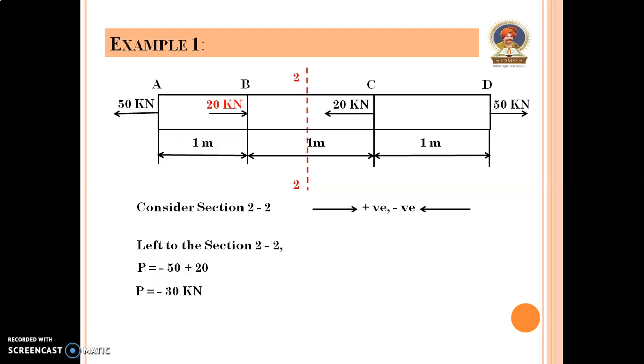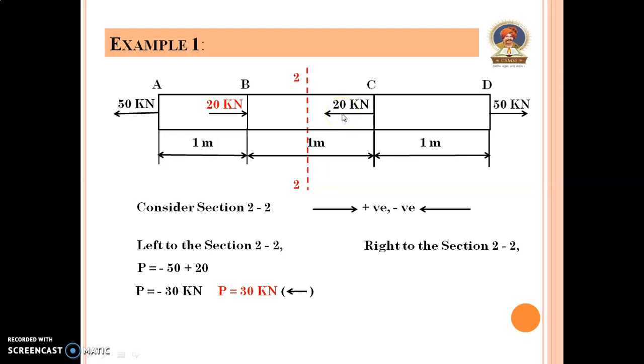This minus sign indicates the force is moved towards left side. Therefore P is equal to 30 kilonewton and move towards left side. Now consider right section. Here again there are two forces in the right hand side of section 2-2.